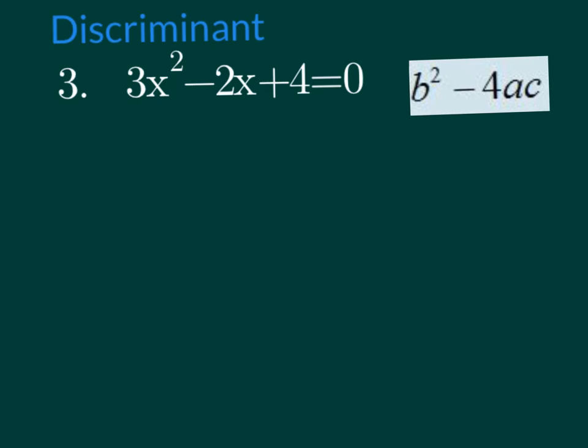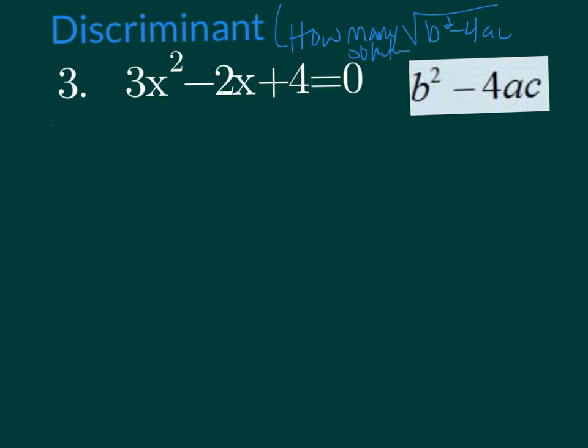Okay, the next one we're going to talk about is the discriminant. Okay, so this is the discriminant. If you notice, it's coming from the square root, what's under the square root. Okay, that's called the discriminant. This tells us how many solutions we have.